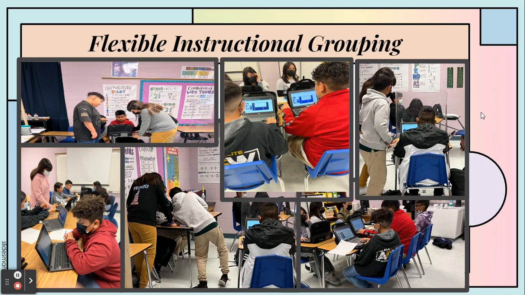Sometimes you have more than one student being coached. Sometimes you have students that just prefer to work alone and prefer to do the recorded video and see the teacher examples before they start asking for a student coach. This is another way where you'll see flexible instructional grouping in a blended learning classroom.